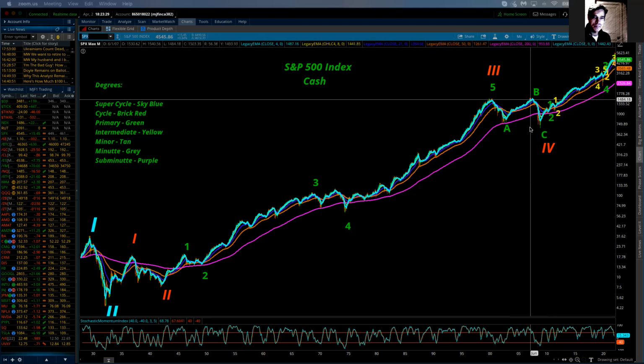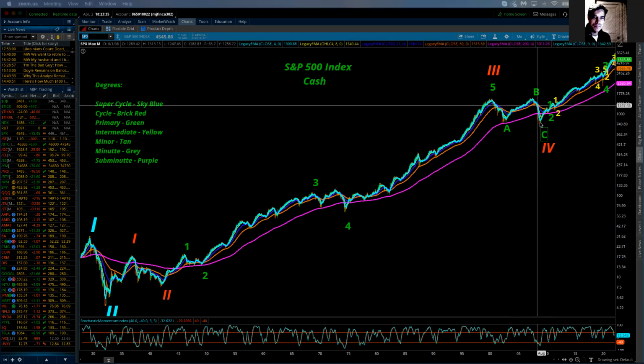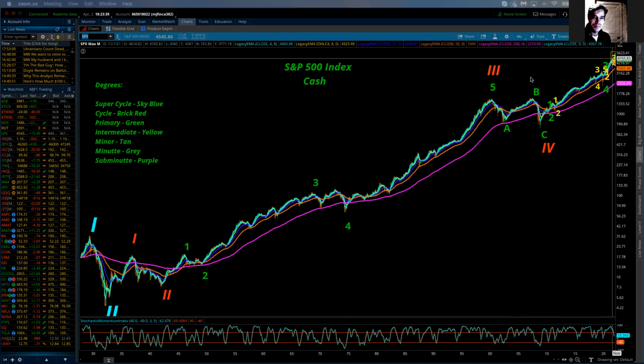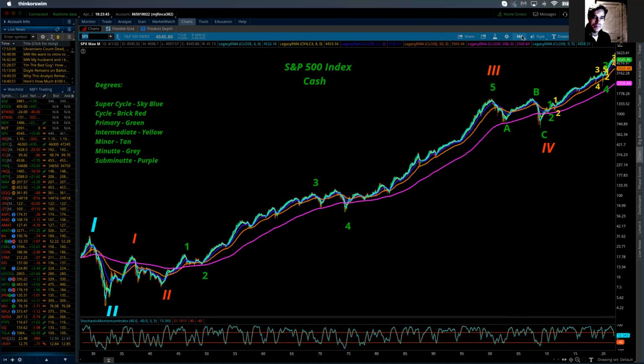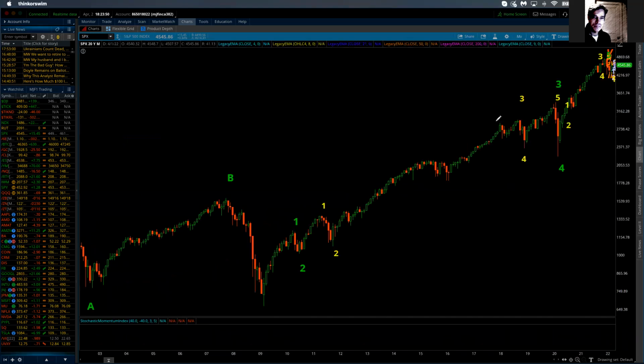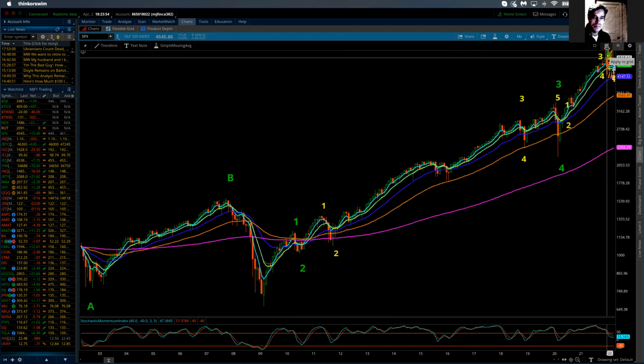Again, this is a very, very big picture. And I'm now updating this in the cash market so that we can get up to this point. So I feel that we have completed the cycle wave 5, excuse me, and in turn, the super cycle wave 3. So there's the cycle 5, and above this would be the super cycle wave 3.